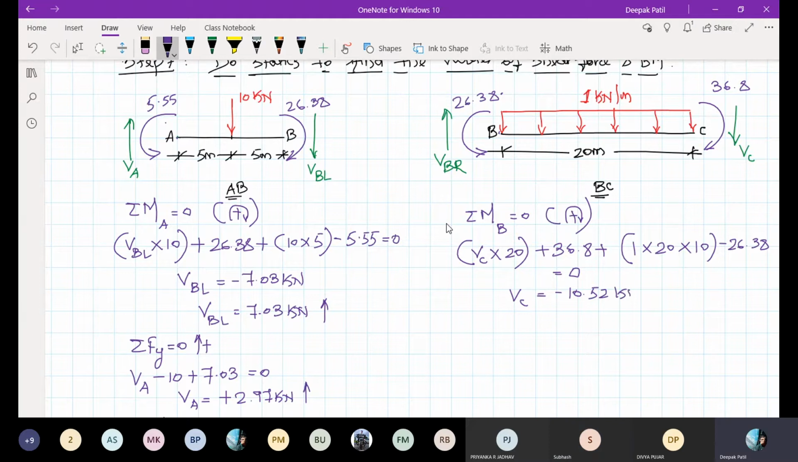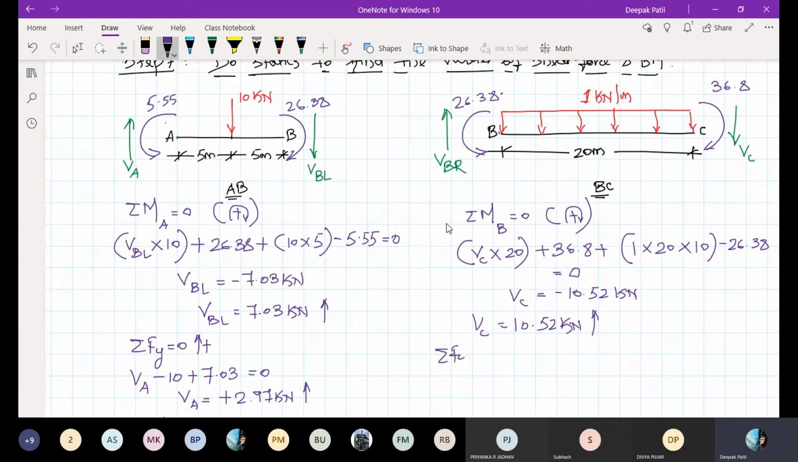Minus 10.52 kilonewtons. It means VC, which you had assumed downwards, is not so. Instead, it is upwards. So VC equals 10.52 kilonewtons. It is not downwards, it is upwards. So now I have to find VBR.